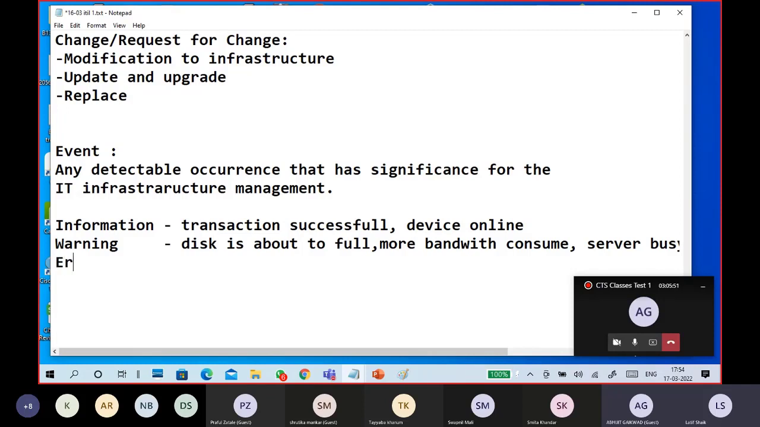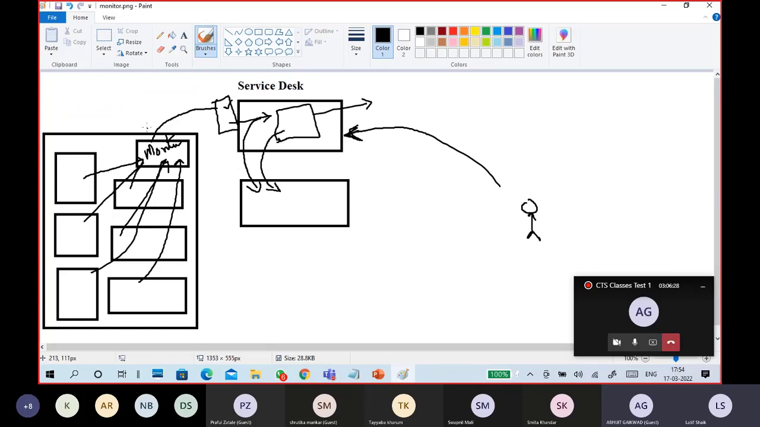Next one is error or exception. It is a very serious thing. It means the server is down, no doubt about that. Server down, disk failed, device failure, device is offline, transaction failure. These are the errors.